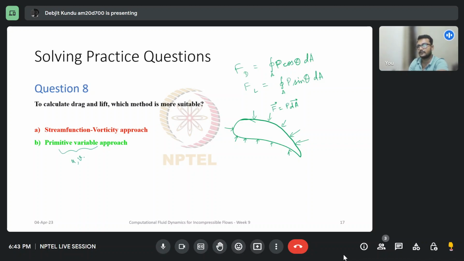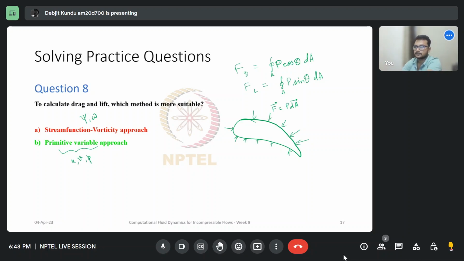What are the primitive variables? U, V, and P, instead of the derived quantities psi and omega, which are functions of gradients of u and v. So that's why this is more suitable.